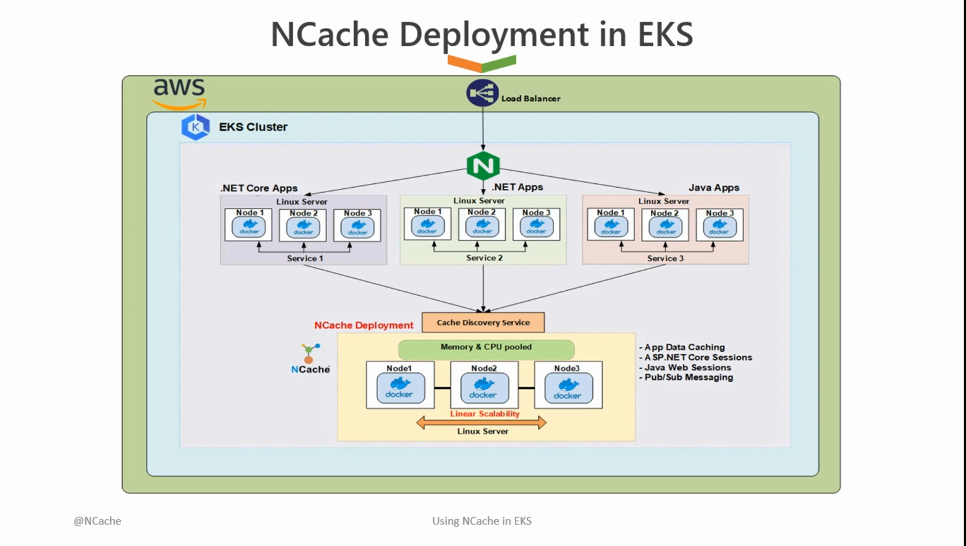NCache can be deployed into your EKS cluster as NCache servers that are running in Linux containers, and these containers are housed within the Kubernetes pods. The IP addresses of these NCache servers are resolved by the cache discovery service, which is a Kubernetes headless service, and the IP addresses from there are used by the client applications to create cache handles with which they can connect to the NCache cluster and start performing management and CRUD operations.